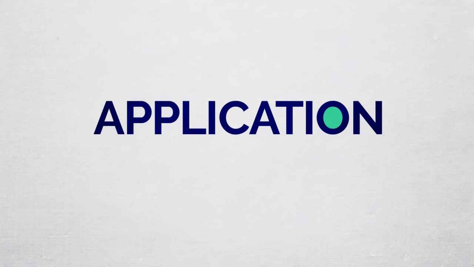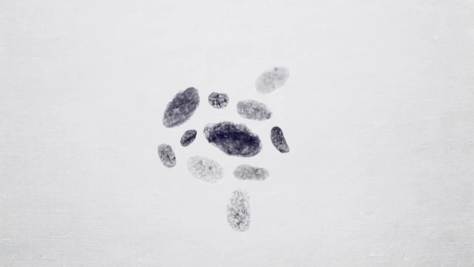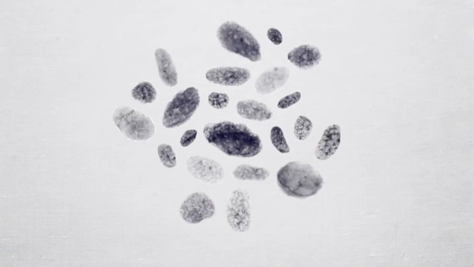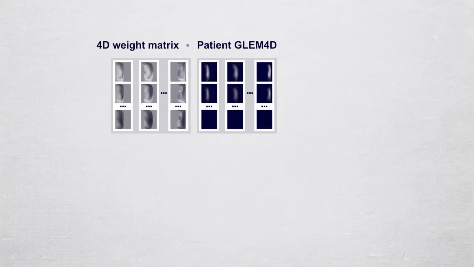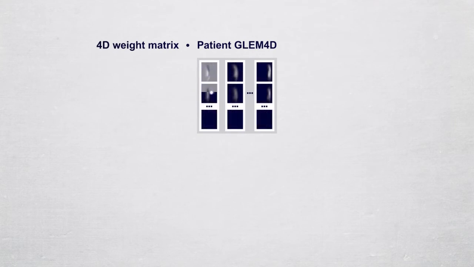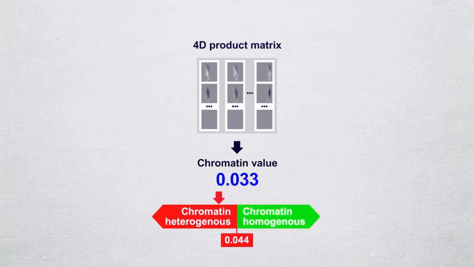To assess the chromatin heterogeneity of a new patient, we need the 4D weight matrix and the threshold which was computed in the discovery phase. The tumor nuclei of the patient undergo the same preparation and imaging procedure as described earlier, and the GLEM-4D is calculated. We can now apply the 4D weight matrix by multiplying it with the GLEM-4D, and the sum of the elements yields the chromatin value. The chromatin heterogeneity of the patient is determined by comparing the chromatin value to the threshold. This marker of chromatin heterogeneity is termed nucleotyping.